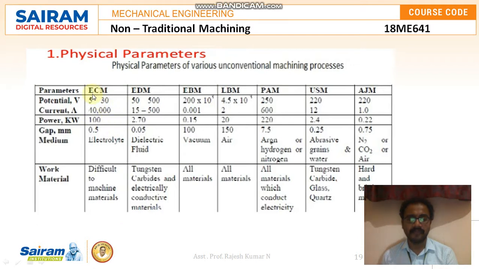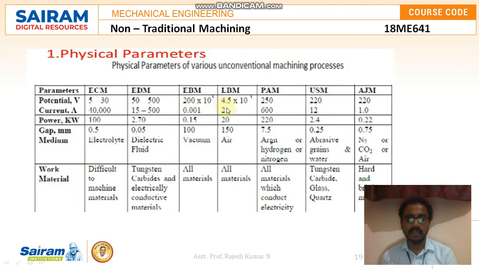Starting from electrochemical machining, the potential required is 5 to 30 volts, and the current required is 10,000 amps. Moving to electrical discharge machining, the potential required is 50 to 500 volts, and the current required is 15 to 500 amps. In electron beam machining, the potential required is 200 × 10^3 volts, and the current is a very negligible amount, 0.001 amps is sufficient.